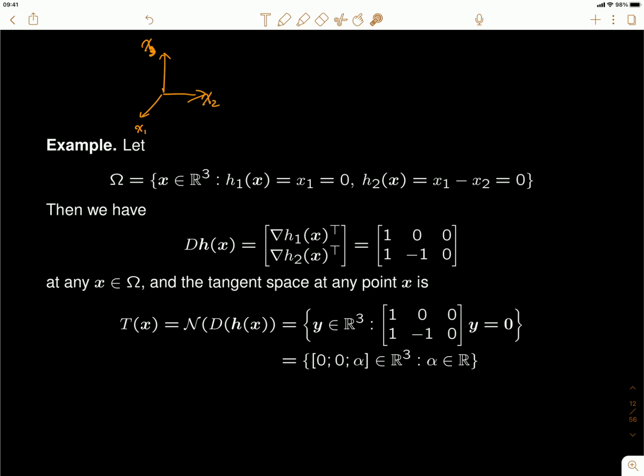And that is exactly this line here, because omega is this, and since it's a straight line, the tangent line is the same line. It's just the same as the original omega, and that is specified by this. That happens for every point in this omega. So for each point on this line, the tangent space is just this line itself.